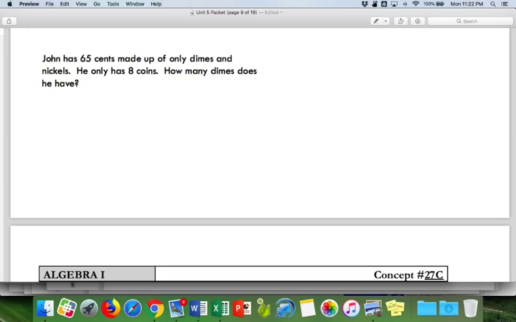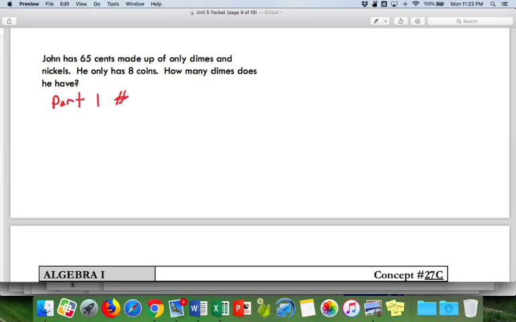Additionally, this is a word problem. You don't see word problems in this section, but it still is a problem that you can solve by using substitution. First things first, when you solve word problems, you should always read through the problem and identify the information that you know. We can see that John has 65 cents made up of only dimes and nickels. He only has 8 coins. How many dimes does he have?